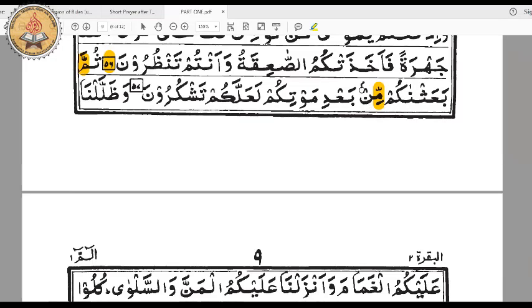Good, well done. And remember this small meem here? We're just going to join this to the meem instead of joining it to the noon. So once more, we're going to say this word. Ba'athnakum. Good. Next, carry on. Ba'di. Good, well done. Ba'di mautikum. Good, well done.